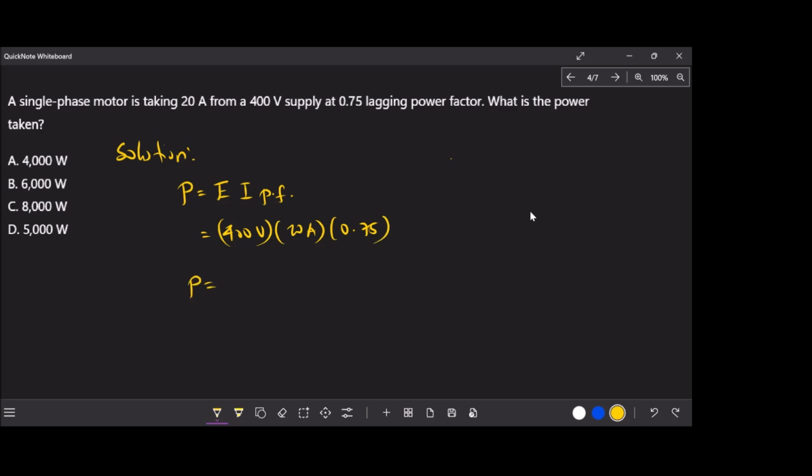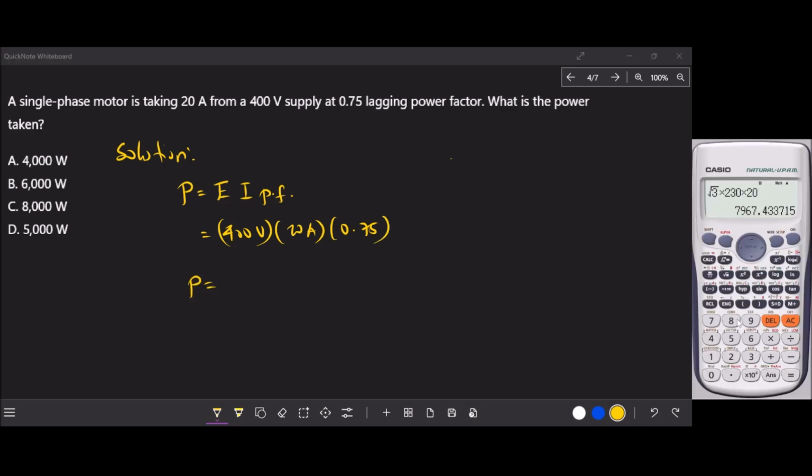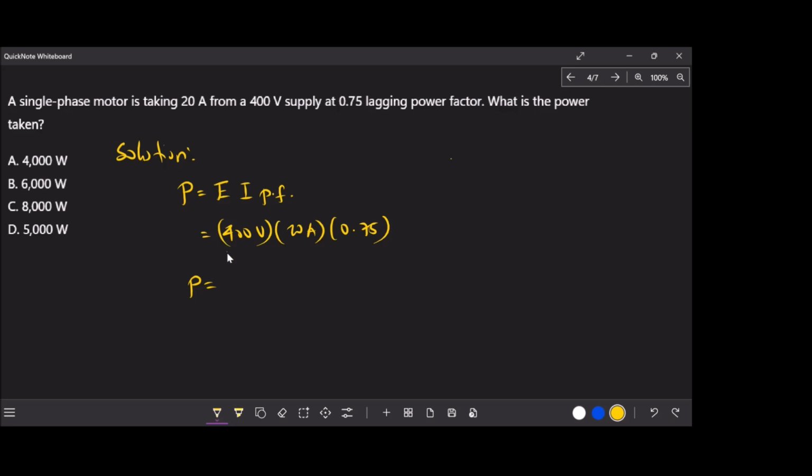Yan. Okay? So, we have 400 volts times 20 amperes times 0.75. Okay? So, we have 6,000 watts. Okay, so this is 6,000 watts. So, the correct answer is letter B.